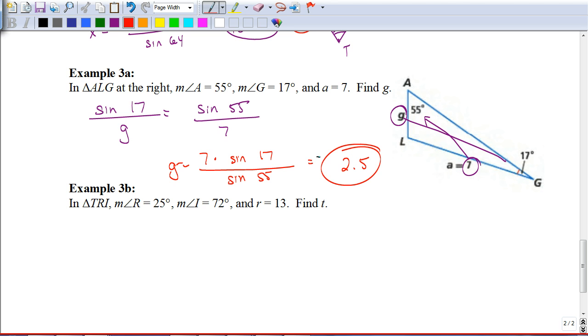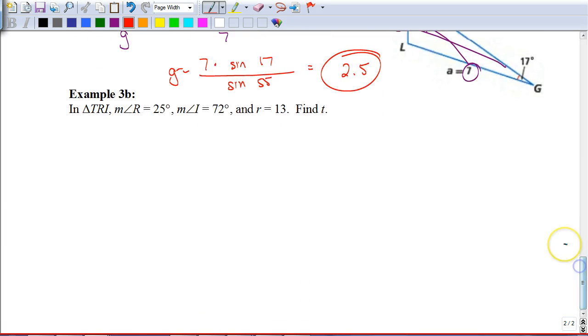So I want you guys to try this last example on your own. You're going to have to draw out the triangle on your own as well. So why don't you pause the video and hit play when you're ready to check your answer.